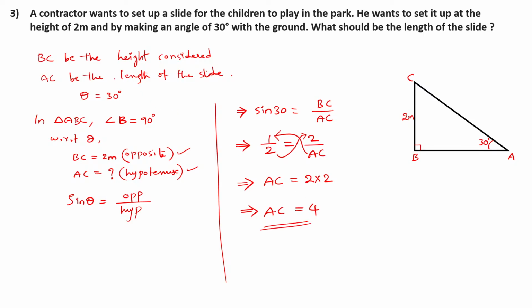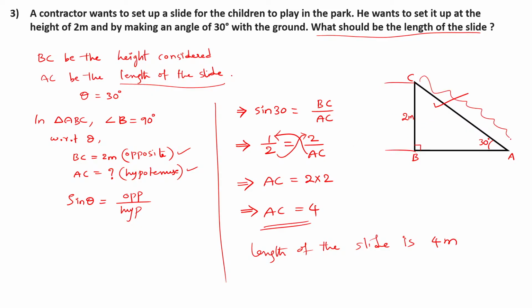AC value we have is 4. AC is nothing but the length of this slide. That means what should be the length of this slide? 4 meters. So if we want to set up this slide at a height of 2 meters, the length of this slide must be exactly 4 meters. Then only the slide will be correctly arranged. This is the calculation. I hope you have understood. If you are understanding, please like the live session.